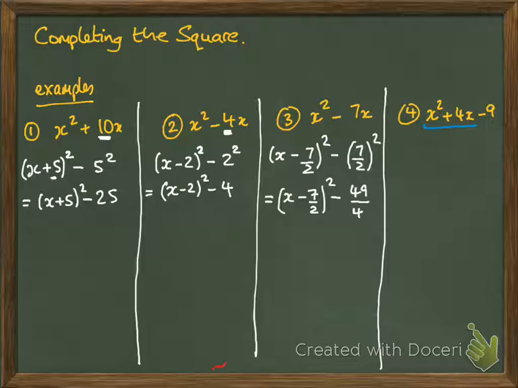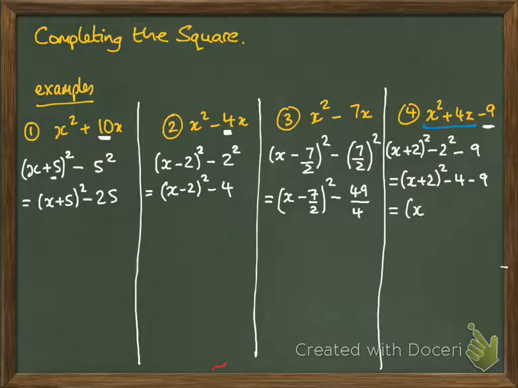So we start off by completing the square on x squared plus 4x. So that'll be x plus 2 squared. So we half the 4. Take away 2 squared. And then don't forget, we've also got this negative 9 on the end. So we simplify all of that. That'll be x plus 2 squared. Take away 4. Take away 9. So that will be x plus 2 squared. Take away 13. Okay, done.